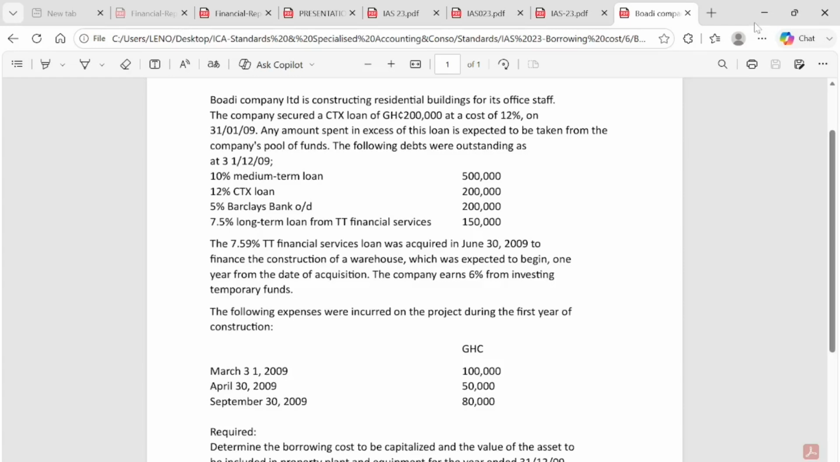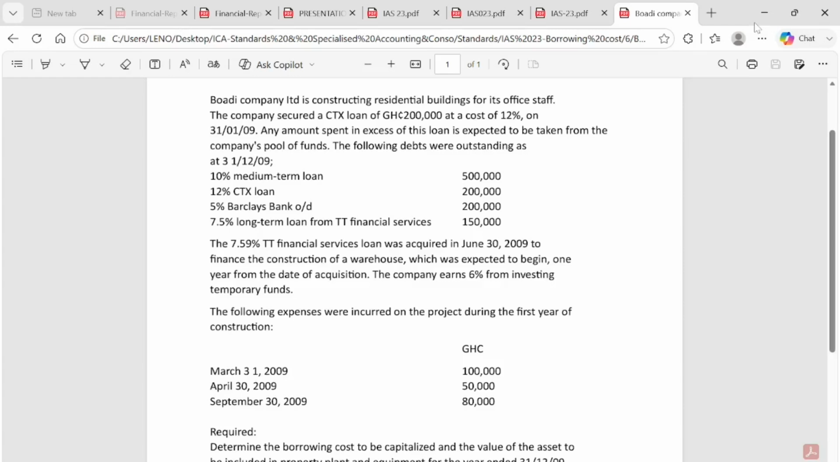The following debts were outstanding as at 31st December 2009. 10% medium term loan, 500,000. 12% SCTX loan, 200,000. 5% bank overdraft, 200,000. 7.5% long-term loan from TT Finance Service, 150,000. The 7.5% TT Finance loan was acquired on June 30th, 2009 to finance the construction of a warehouse, which was expected to begin 1 year from the date of acquisition.